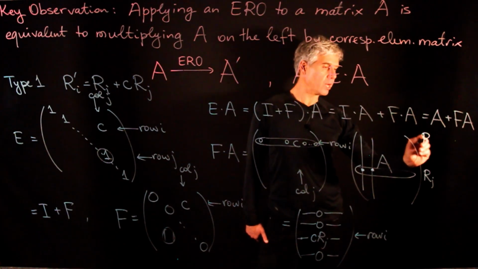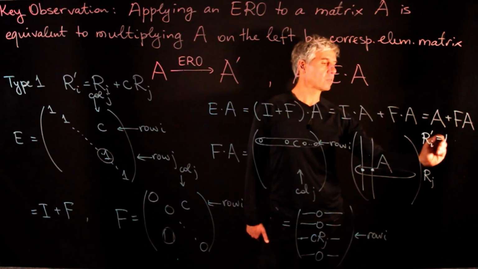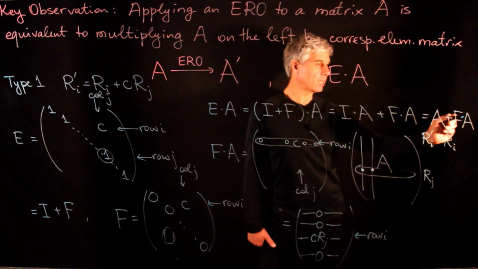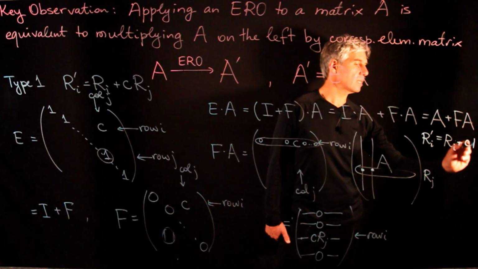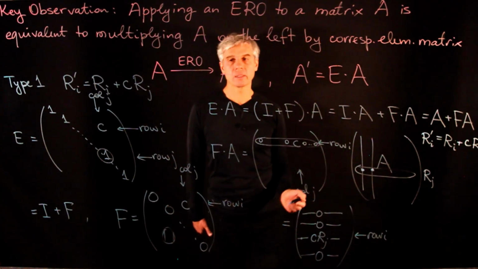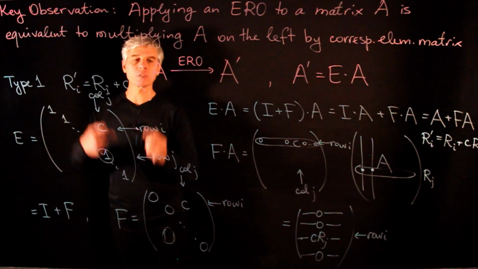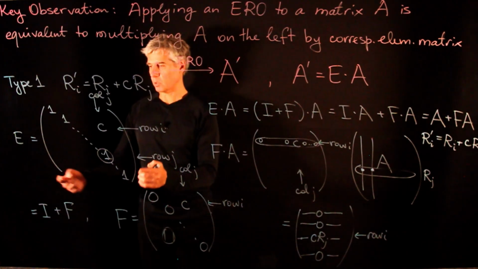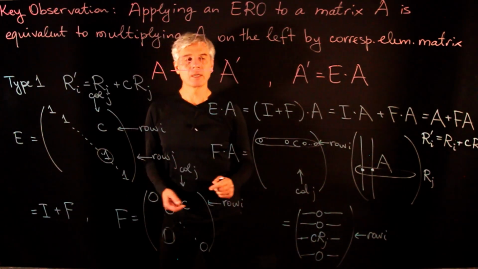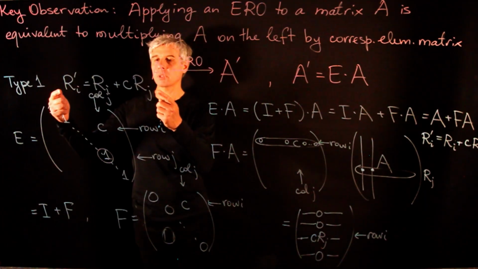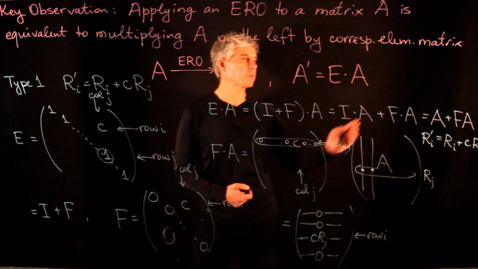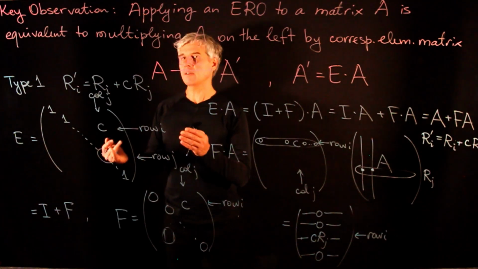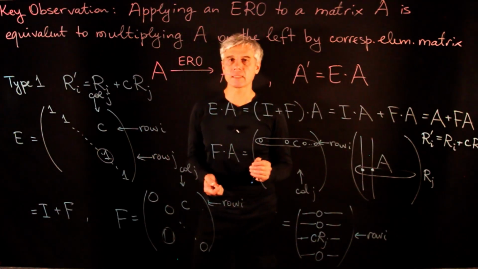And for row number I here, we get row I of matrix A from this summand, and from F times A, what we get is C times row J of matrix A. And so what we see is the confirmation of our claim that multiplying by this elementary matrix on the left is equivalent to applying the corresponding elementary row operation to matrix A. And for type 3 elementary row operations, I leave verification of this claim for you as an exercise.